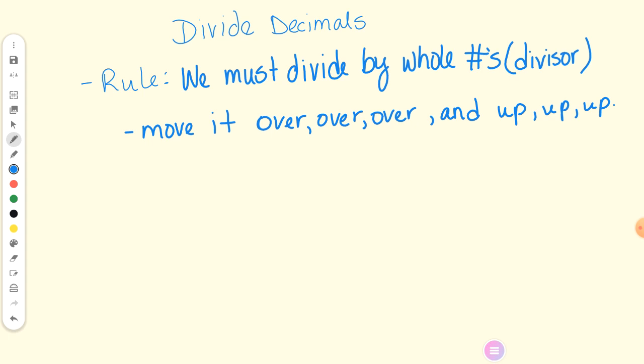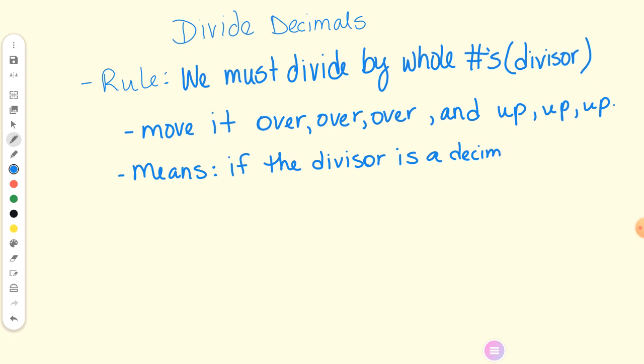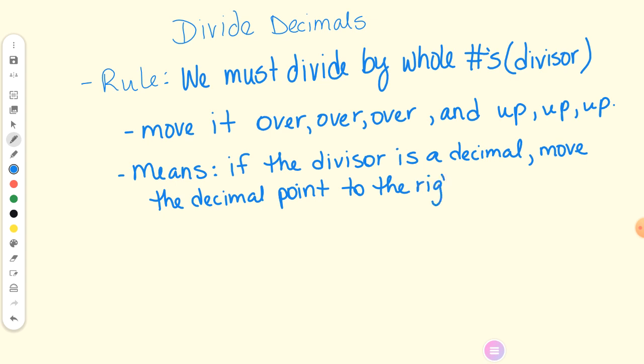Okay, what does that mean? It means, we're going to write, that means if the divisor is a decimal, move the decimal point to the right until you have a whole number. So if the divisor is a decimal, you move the decimal point to the right until you have a whole number. That's where the move it over is. You move it over to the right until you have a whole number.